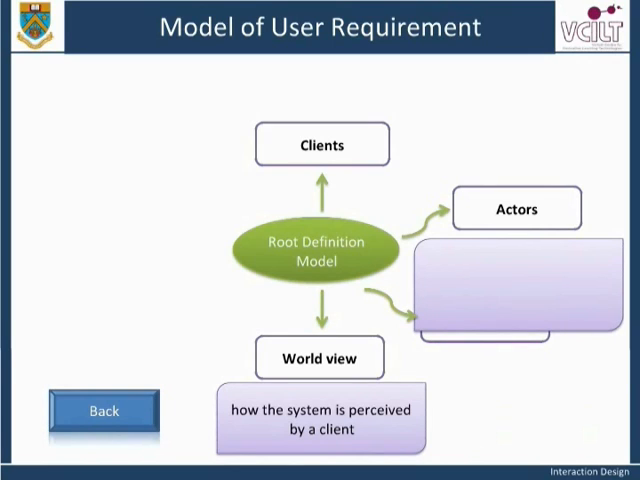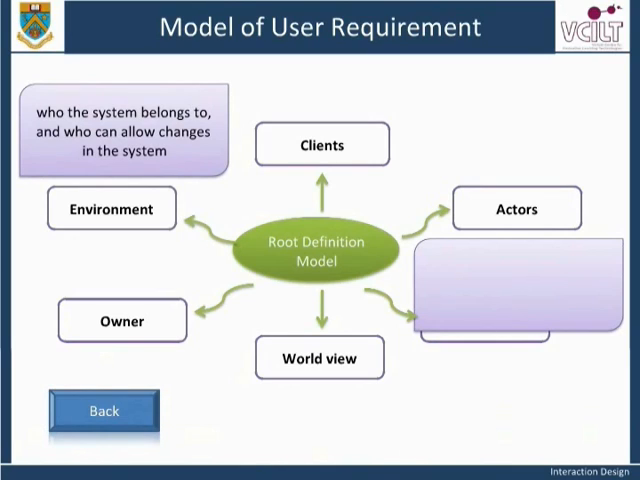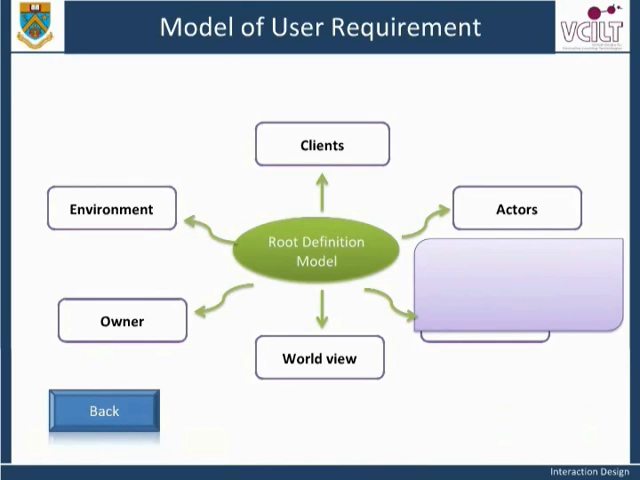For example, a waiter may perceive an automated billing system as beneficial, as it reduces the work they have to do in maintaining the bills for multiple diners. Owner, who the system belongs to and who can allow changes in the system. For example, the owner of the restaurant chain owns the automated billing system. Environment, what factors influence the system. For example, a restaurant has to abide by certain health and safety standards.